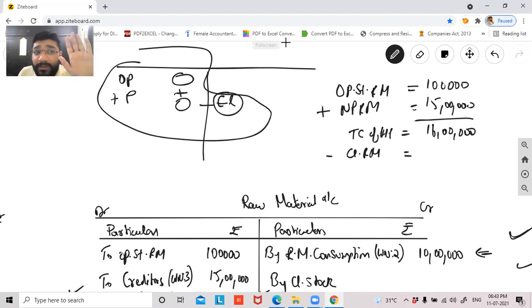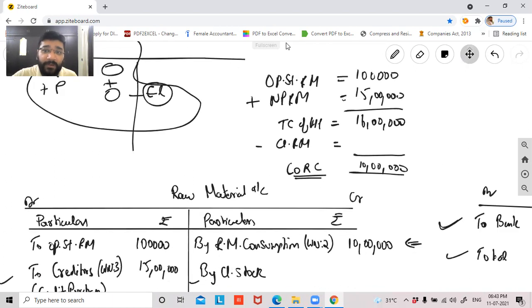This entire total cost has not contributed in earning the revenue. There's still some closing stock which is pending in the godown. So the cost of that I have to minus, and then you'll get the cost of raw material consumed. And that is given as 10 lakh rupees, guys. Now you have to do the reverse working. So guys, can I say if I take the difference between these two, I'll get my closing stock of raw material.